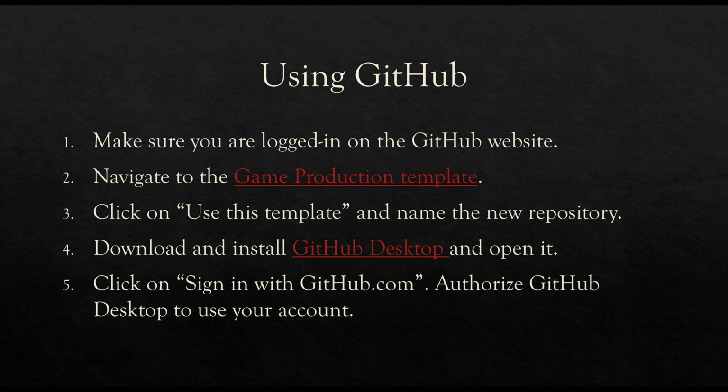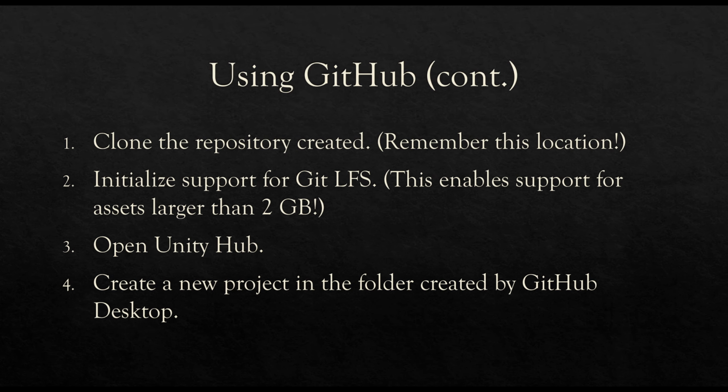If we don't already have it, we want to download and install GitHub Desktop and open it. The very first time we open it, GitHub Desktop will ask us if we want to sign in with github.com. We do. Once we've authorized GitHub Desktop, it will stay logged in until we force it to log out, so we can continue to use GitHub Desktop once that's done. The next steps were, for the first time, cloning the repository created. We need to remember this file location.